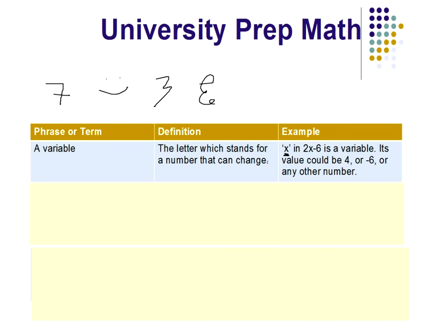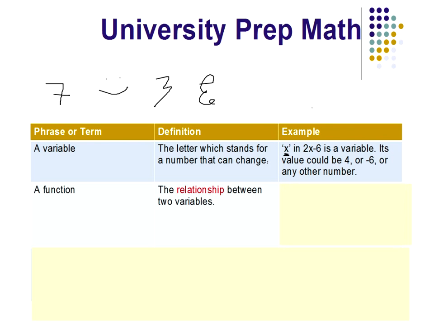What I want you to recognize is that X just is any number. So, for instance, in the example 2x minus 6, X is the variable. And so X could be any number I want it to be. Now, I don't know what X is, so I don't know what 2x minus 6 is. But if I gave you an X value, you could tell me what 2x minus 6 is.